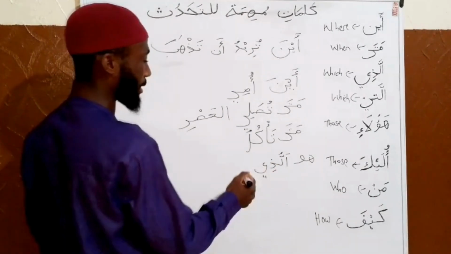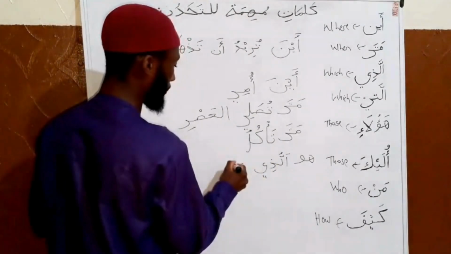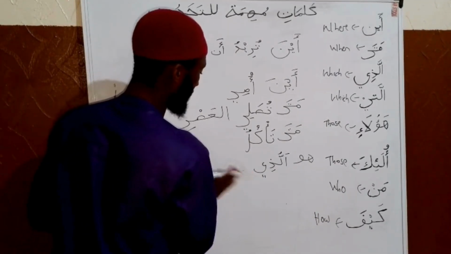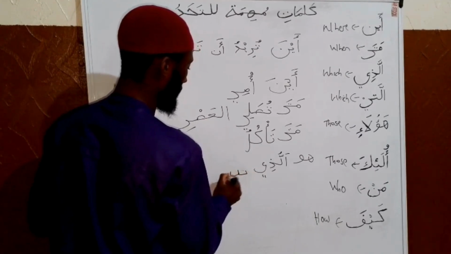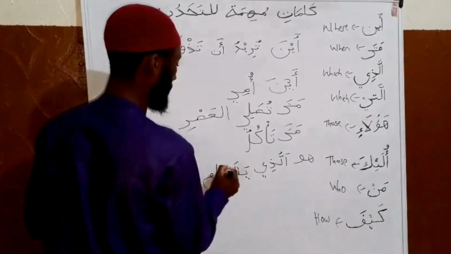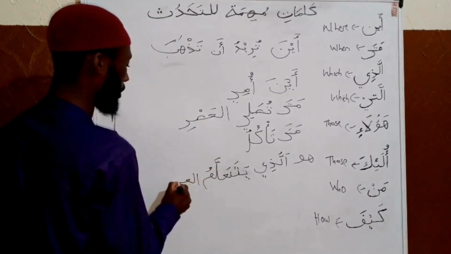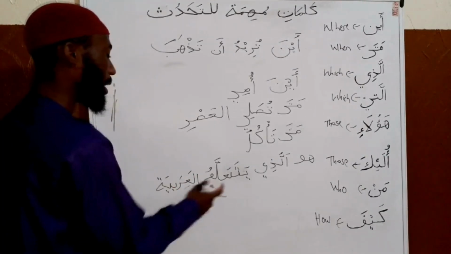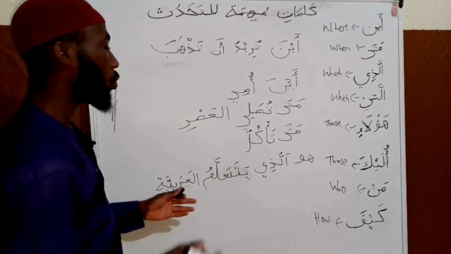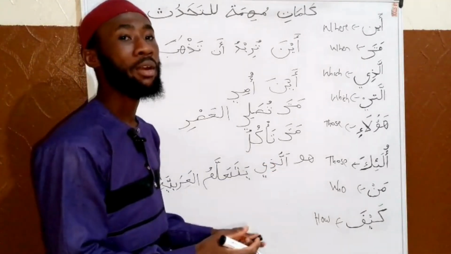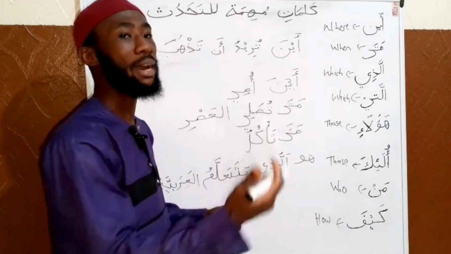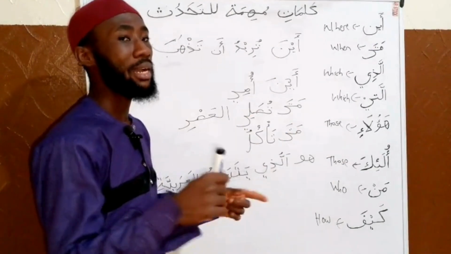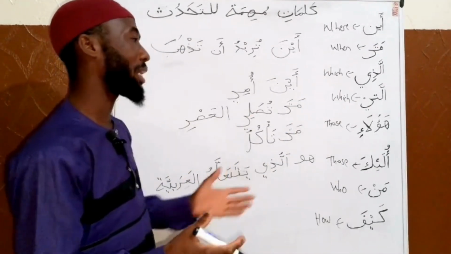That is huwa alladhi yadrus. Or let's say, huwa alladhi yata'allam al-arabiyya. That is yata'allam al-arabiyya. Huwa alladhi yata'allam al-arabiyya, that is, he is the one that learns Arabic.